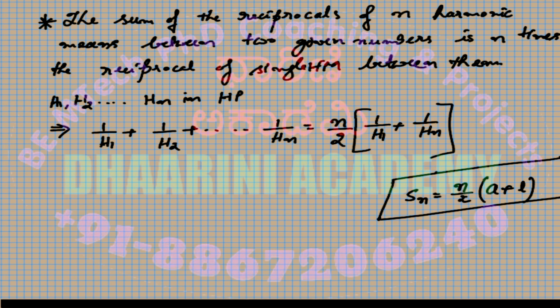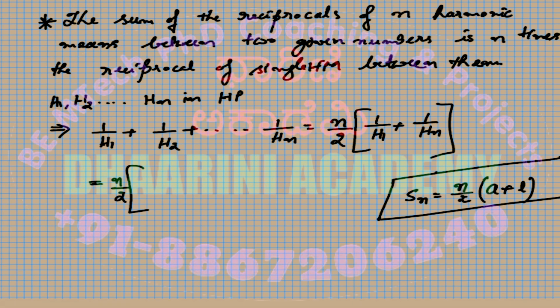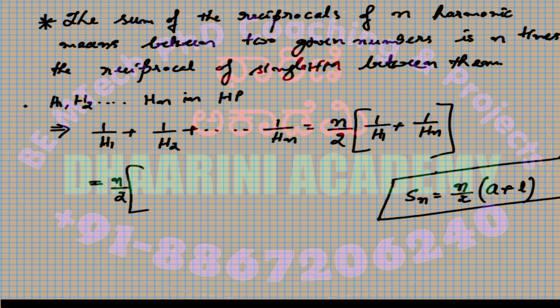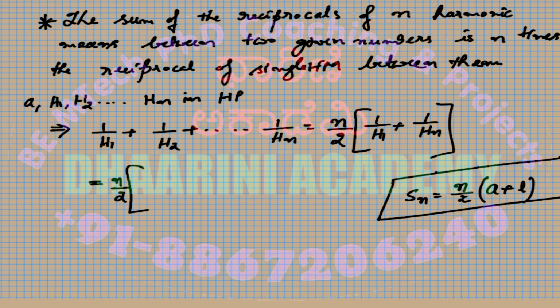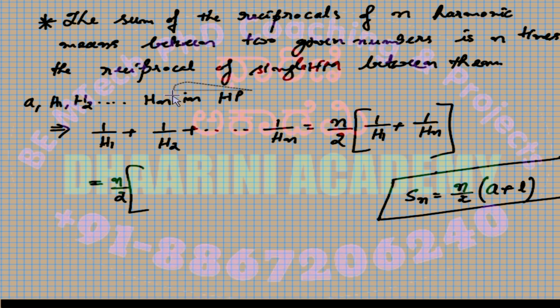Now this is equal to n by 2. So you see the first term, what is the first term? Because I'll start from A and B, I'll write even A comma H1 comma H2 up to the last term. So let me even write the last term. After Hn, I have the next term coming in.